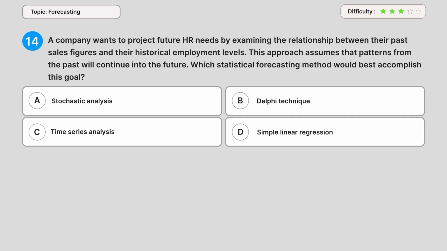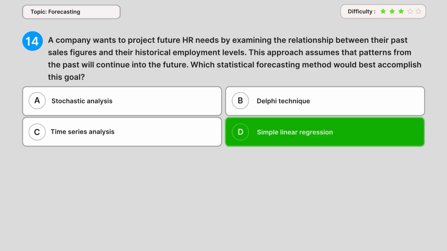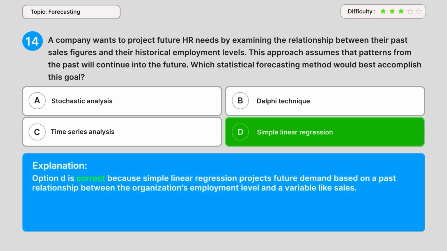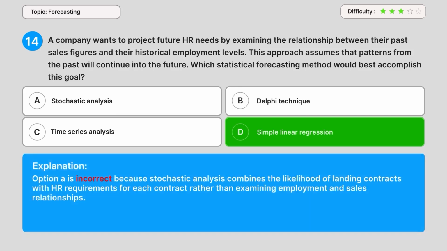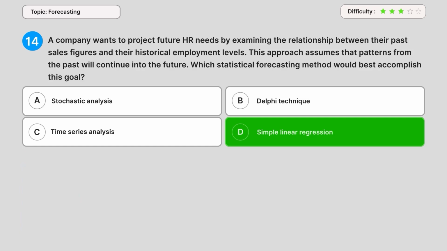Correct answer, D. Simple linear regression. Explanation. Option D is correct because simple linear regression projects future demand based on a past relationship between the organization's employment level and a variable like sales. Option A is incorrect because stochastic analysis combines the likelihood of landing contracts with HR requirements for each contract rather than examining employment and sales relationships.